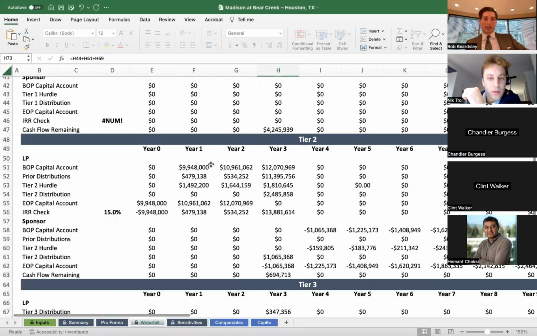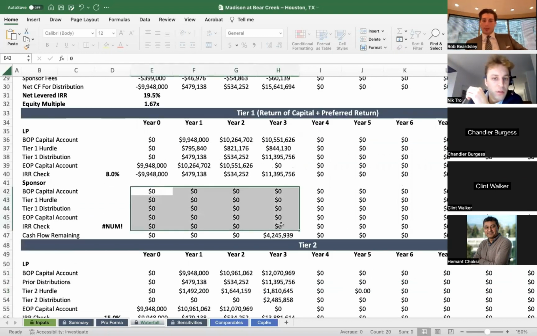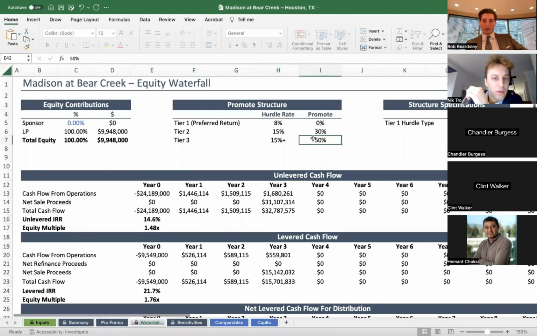That's correct. So you can see here, there is nothing being paid to the sponsor. The only thing being paid to the sponsor is their promote, right? So even though he has no equity contribution, yes, that's the definition of promote, which is basically an individual in a partnership that gets credit for performance, gets credit for distributions without having any capital committed.